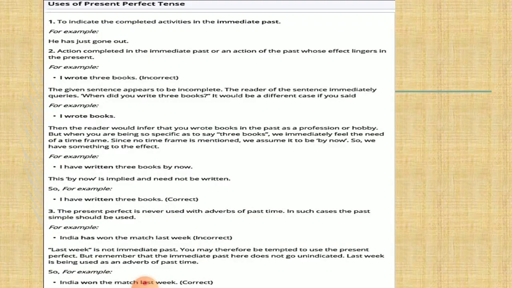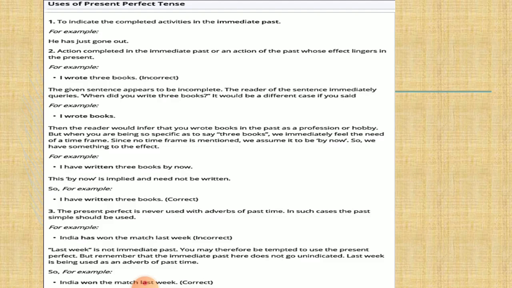Next one, present perfect tense. This tense is used to show the effect of the past in the present. Here we use the third form of the verb. We use has or have along with the verb third form. Has we use with the singular, with he, she, it, and have we use with the plural, like we, you, they, and with I also.